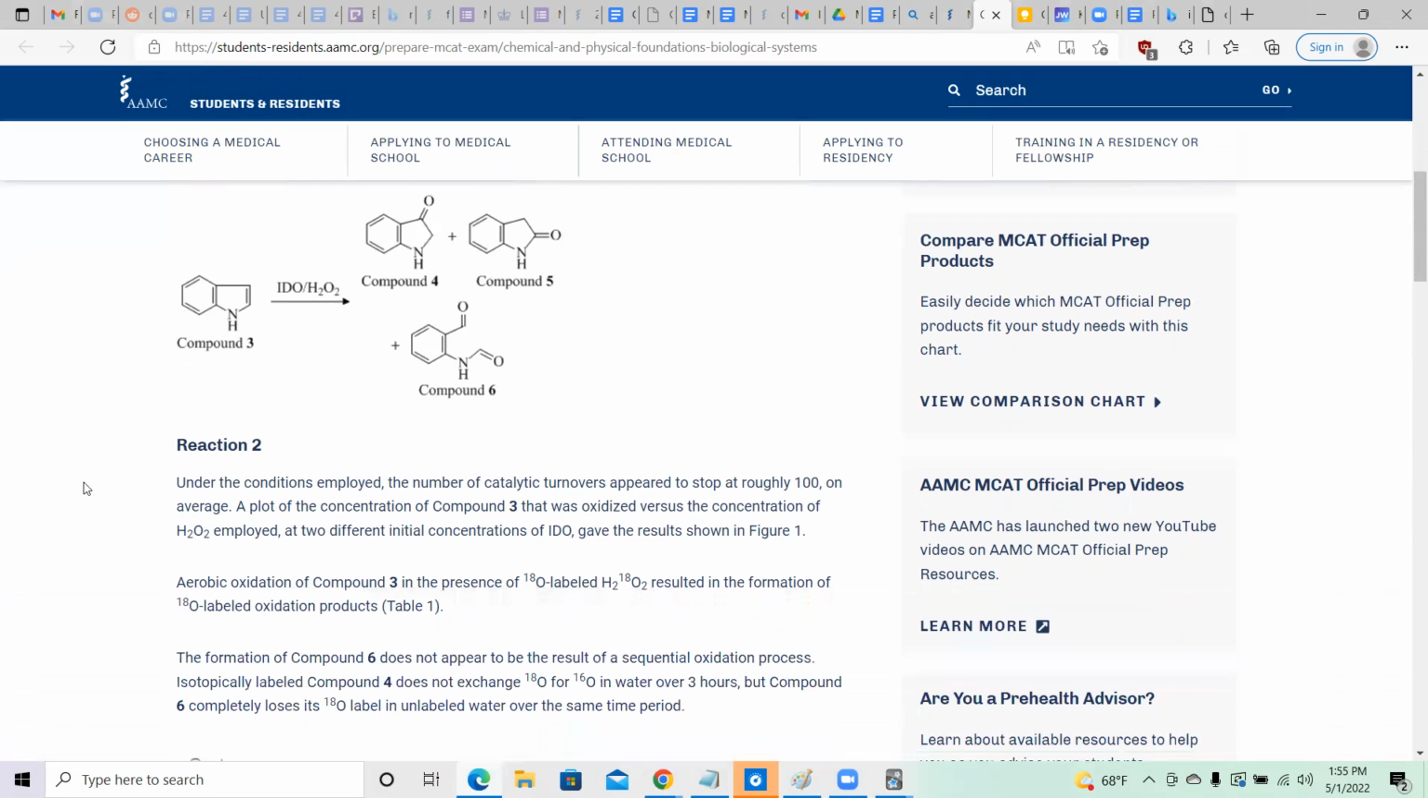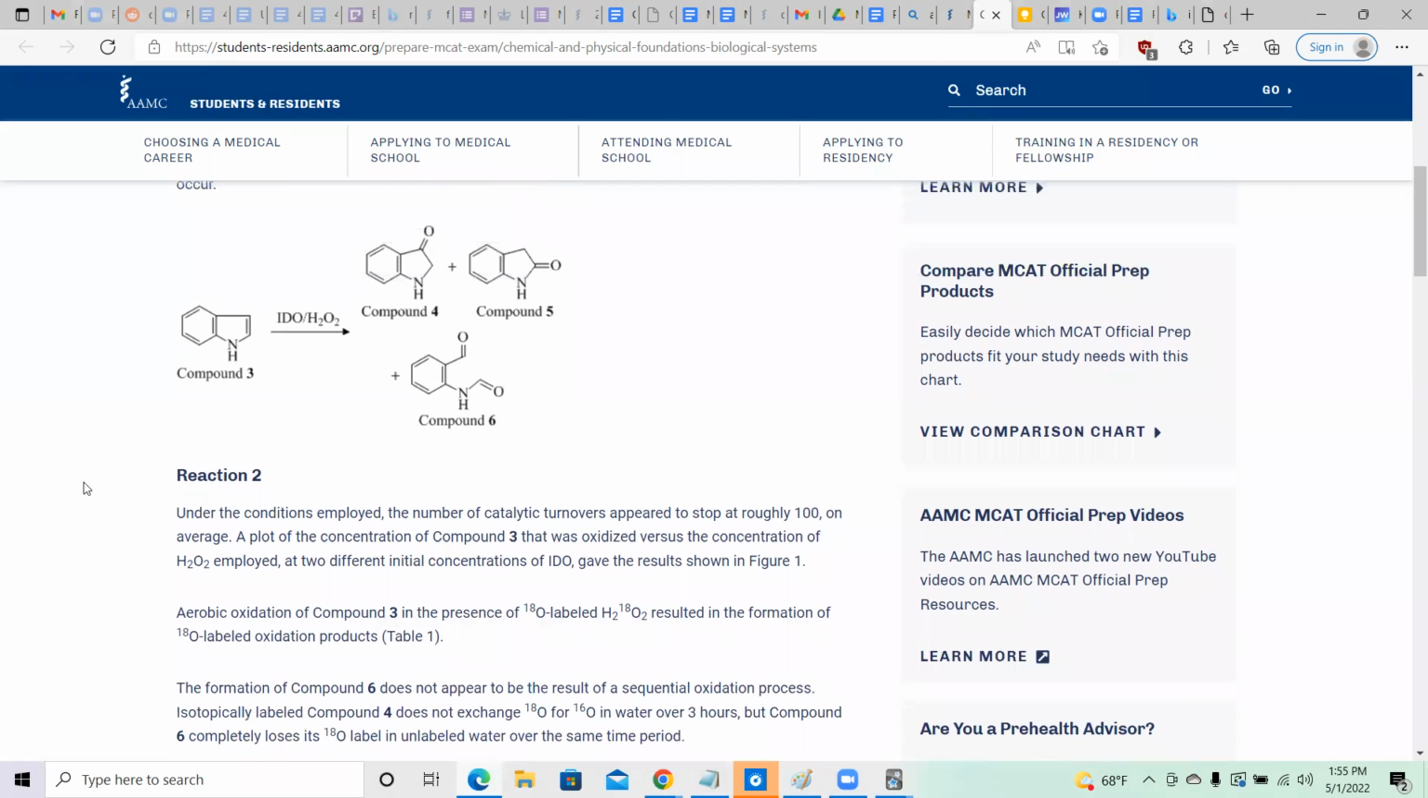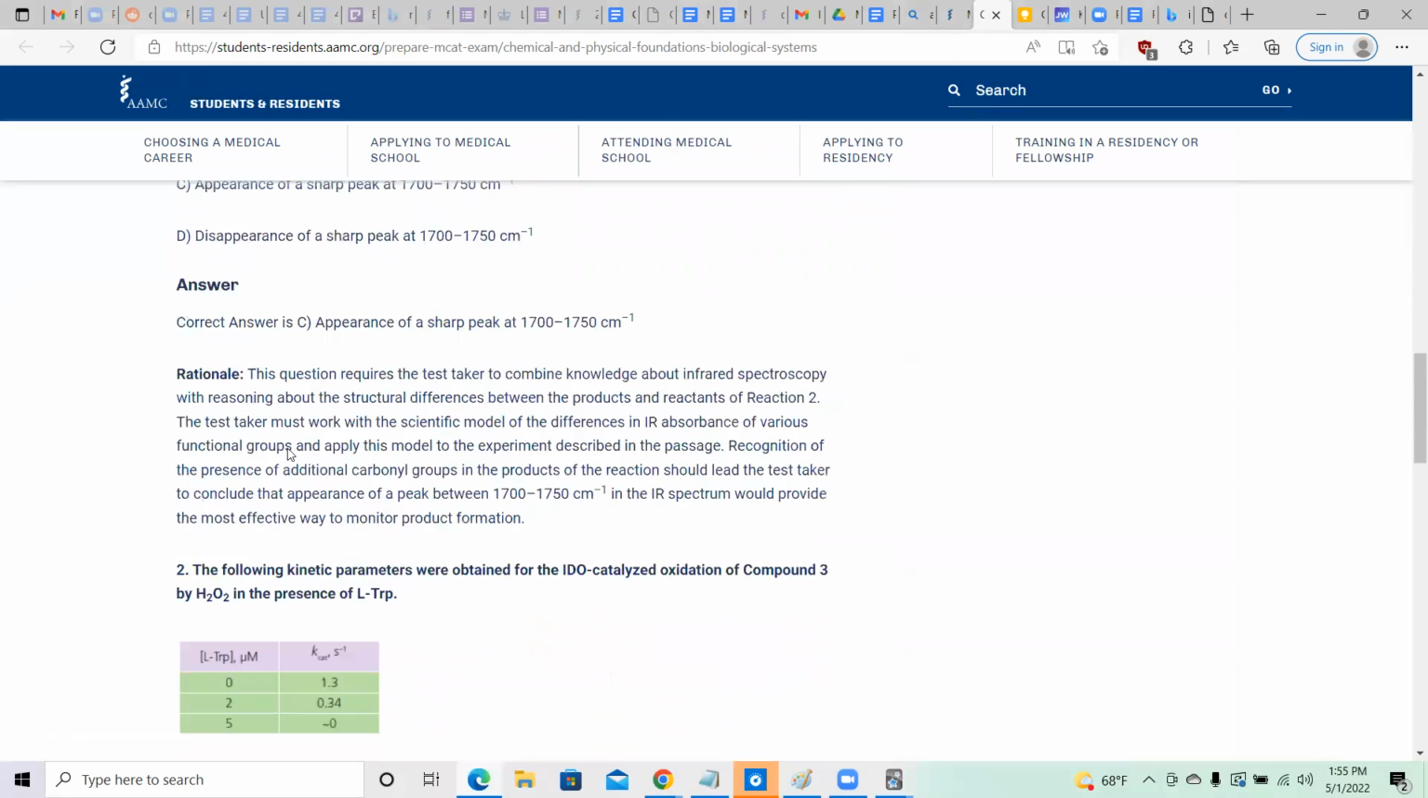That's a good question, right? That's the kind of question that, if you did this research and you told your PI, hey, look, I figured out that this thing creates these 3 products, they might say, well, how do you know that? How do you know that compound 6 isn't just coming from 4 and 5 as an after effect, right? Okay, good question. How do we solve that?